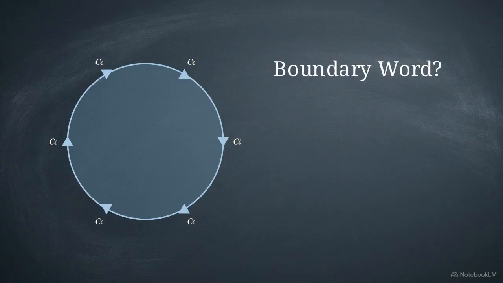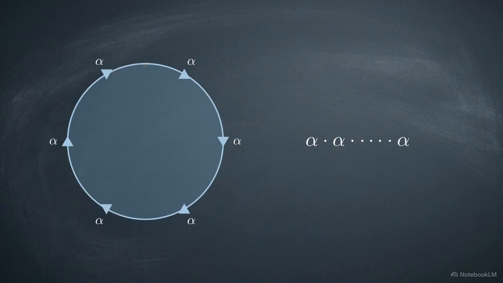Now, think about the method we used for the torus. If you were to read the boundary word for this segmented circle, what algebraic relation would you write down? Feel free to pause and try it yourself. To trace the perimeter of this disk, we have to walk along that exact same loop, alpha, over and over again. We do this n times in a row, generating the algebraic word alpha to the nth power.